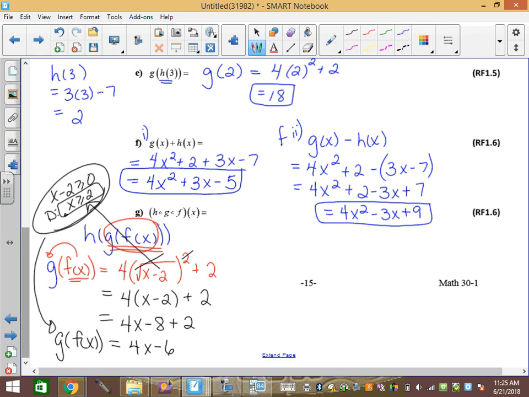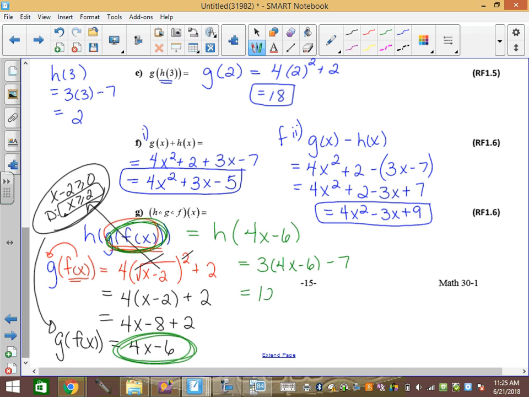So I now know that this 4x minus 6 is g of f of x, so I can replace it. So I'm going to get h of 4x minus 6, and I'm going to plug 4x minus 6 in for h. So I'm going to get 3 times 4x minus 6 minus 7. So I get 12x minus 18 minus 7 equals 12x minus 25.